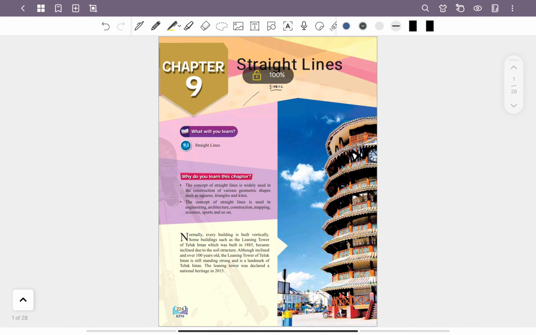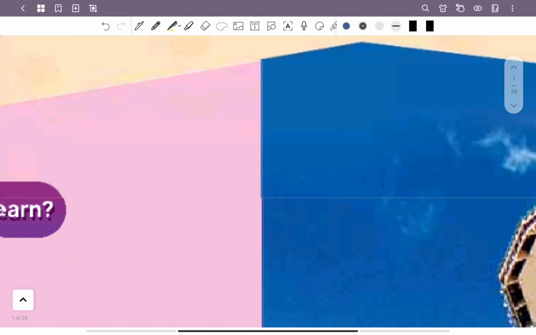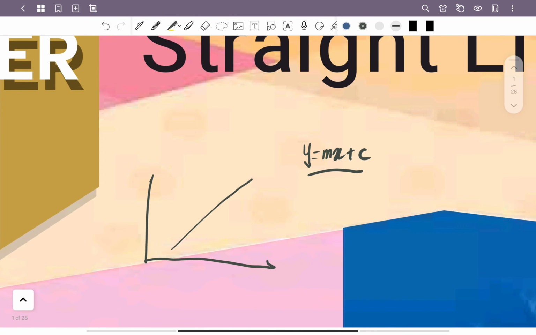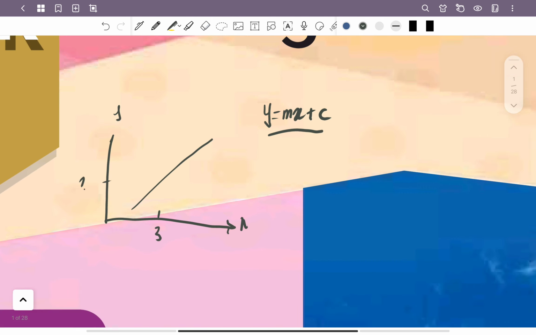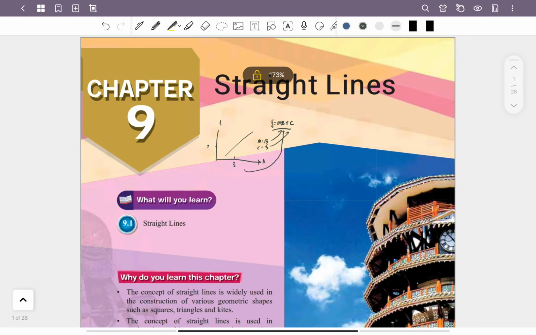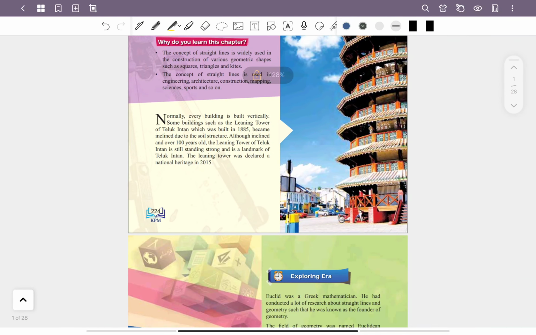So what is the purpose of this equation? Let's say you plot a graph, this is x, this is y. You want to find the y value. How? You can find it from m and from x. You just substitute the values that you have. Let's say m equals 13, c equals 5. Just substitute all into the equation, and then you're left with only y. So that is the purpose of this equation.